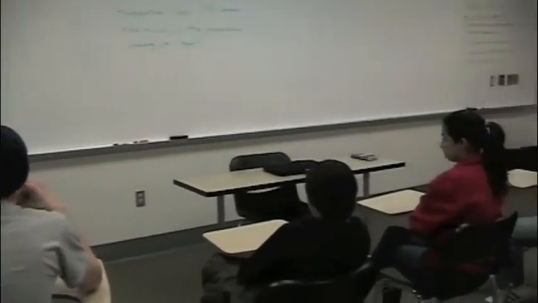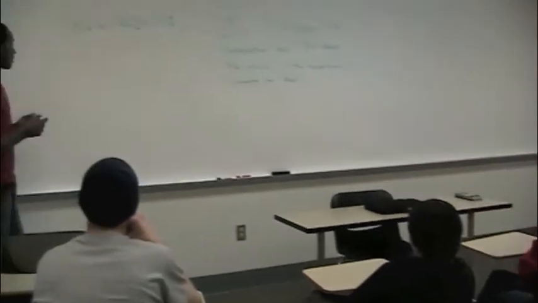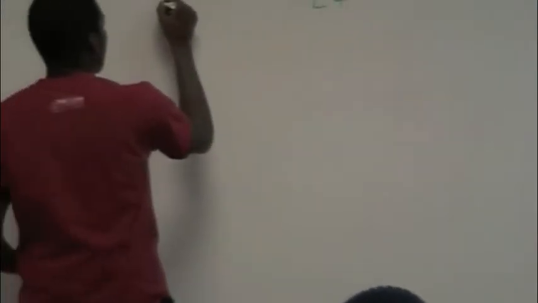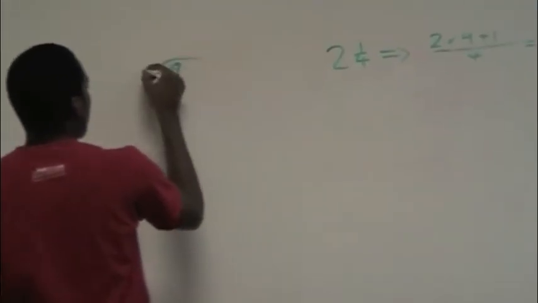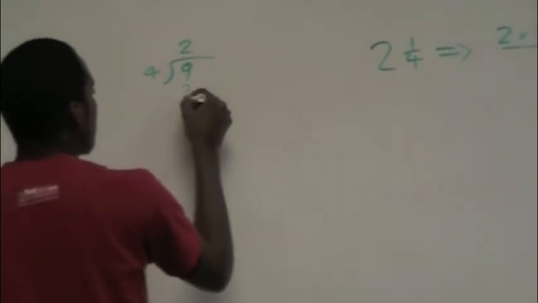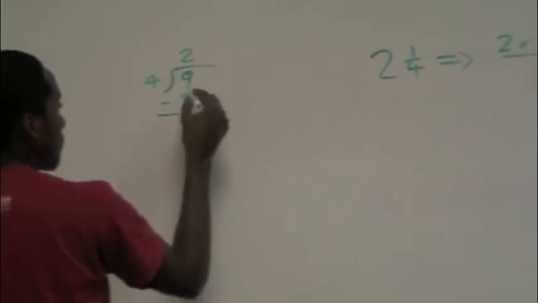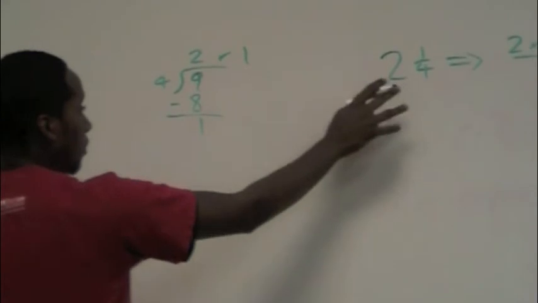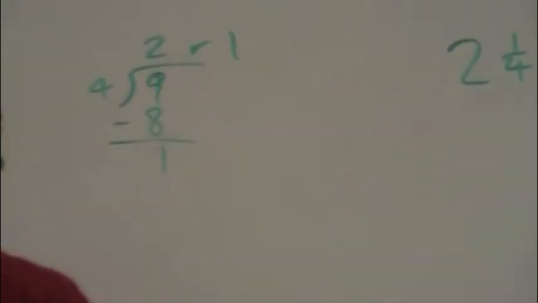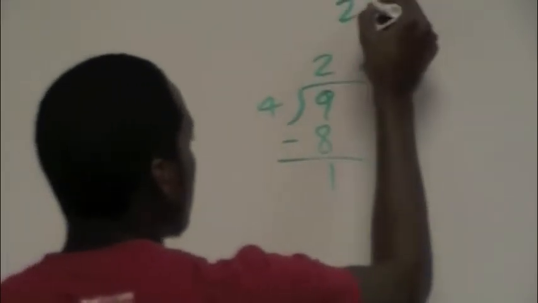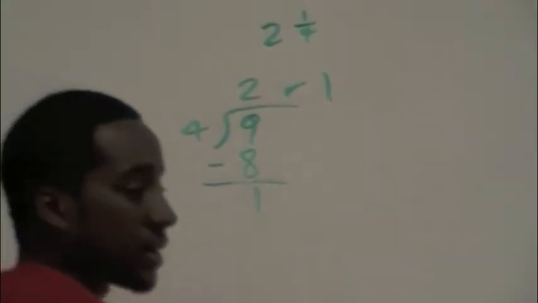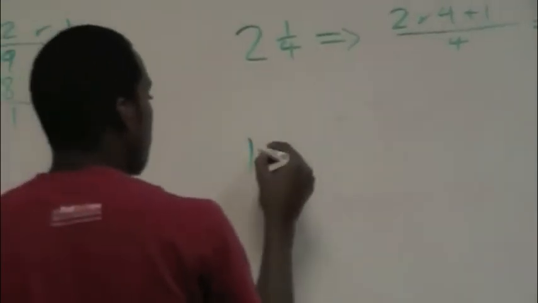So let's say that you have 9 divided by 4, and you have 2. So you have 2 remainder 1. So this is consistent because you're dividing by 4. So you have 2, 1/4. So does that make sense? All right, awesome. Okay, let's do it for 13 1/9.